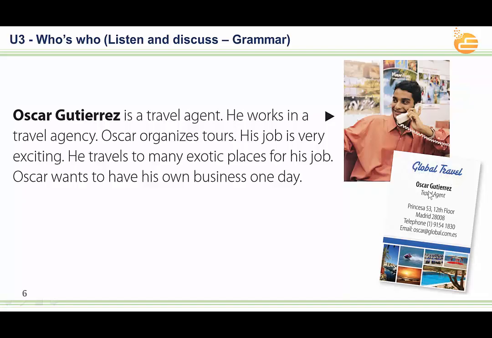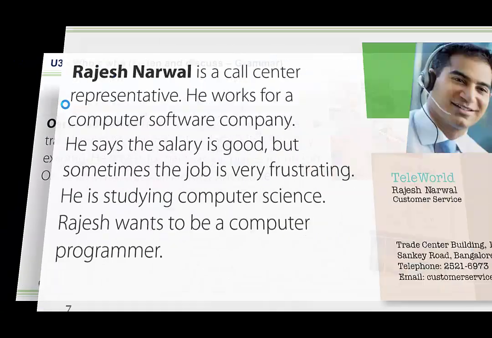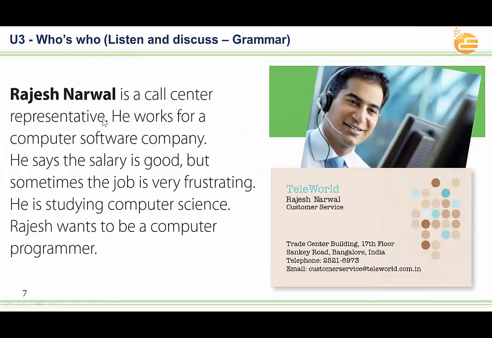Global Travel, Oscar Gutierrez, travel agent. Princesa 53, 12th floor, Madrid, 28008. Telephone 1-9154-1830. Email oscar@global.com.es. Rajesh Narwal is a call center representative. He works for a computer software company. He says the salary is good, but sometimes the job is very frustrating. He is studying computer science. Rajesh wants to be a computer programmer.